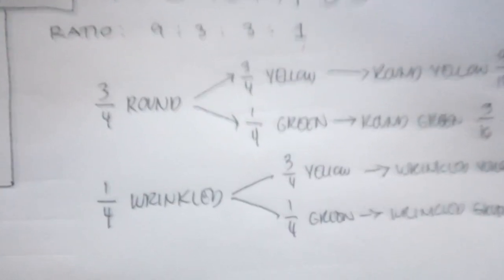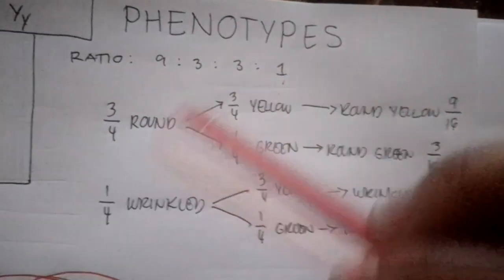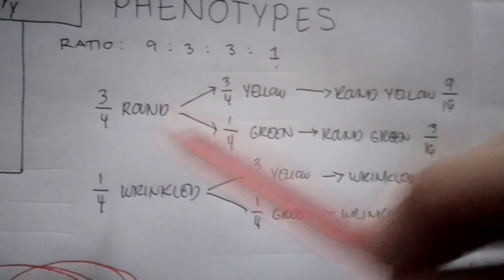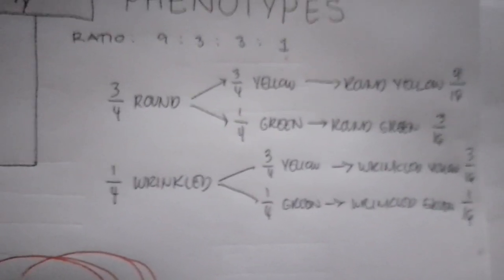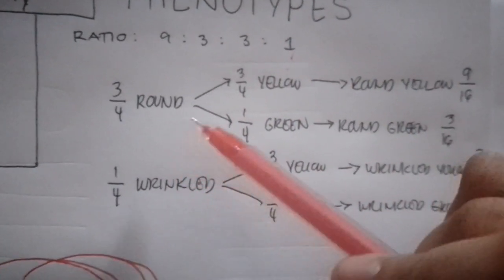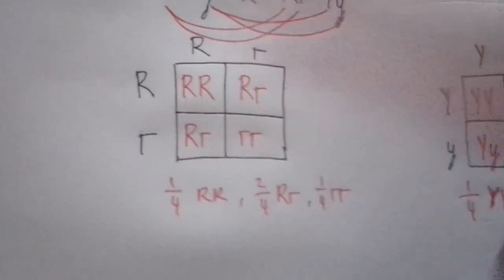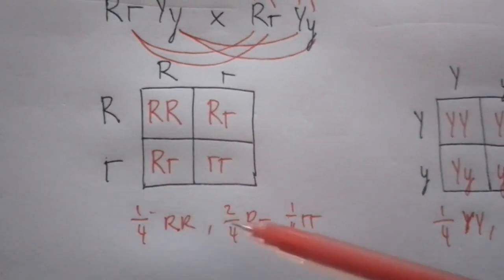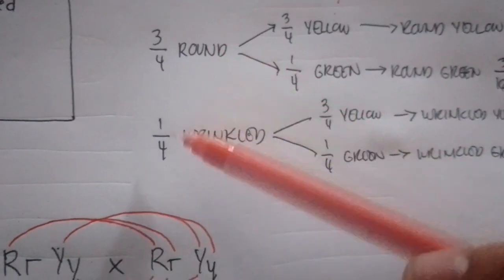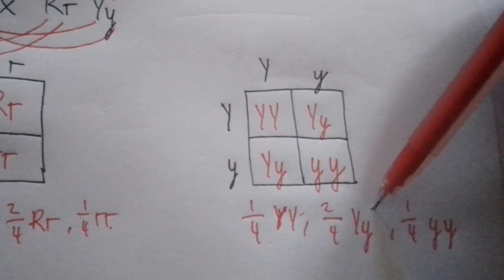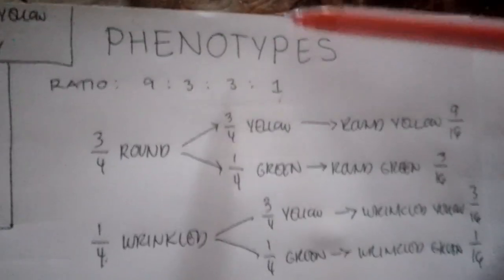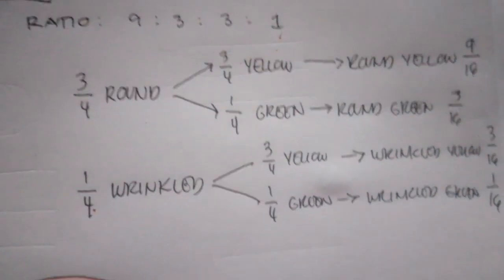So here in the phenotype, you look at the phenotype, you use the characteristics, since it is the phenotype. Here we have 3/4 round. As you can see here, three are round and one is wrinkled. So 3/4 round, 1/4 wrinkled. Pair it with the color, which is this one. Three are yellow, one is green. Three yellow, one green.